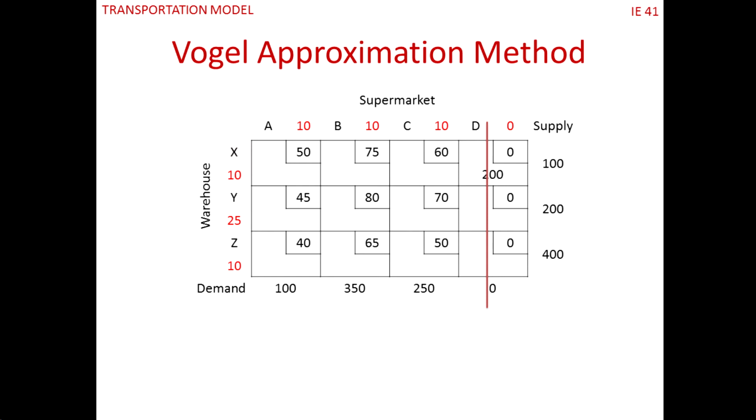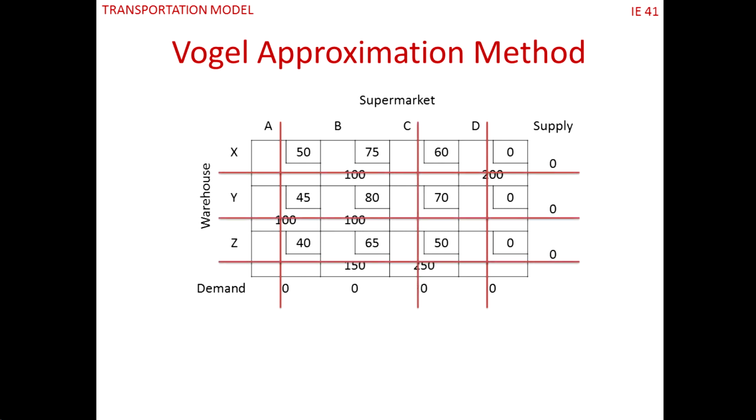Since the largest penalty is in warehouse Y, we allocate as much as possible to the element XYA with the least cost, 45. We then cross out the column of supermarket A. We repeat this procedure until only one row or column remains uncrossed out. From there, we apply the least cost method. Our starting tableau would be as follows.